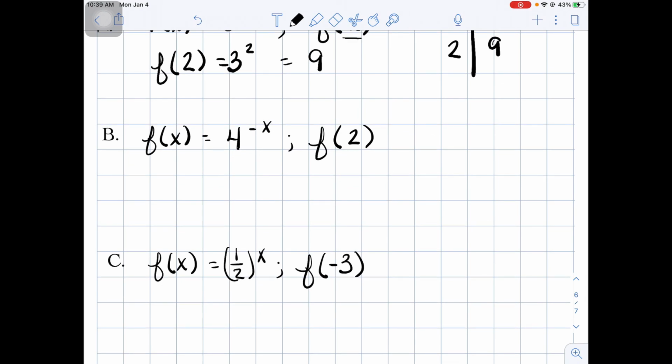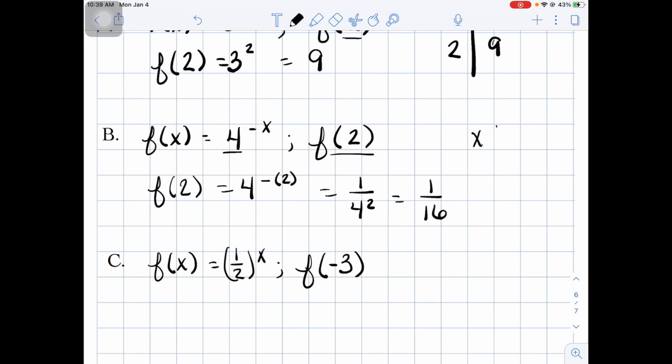All right, so let's look at example B. My input, I'm telling you, is going to be 2. We can see that this is growth, but we have a negative in front of our exponent of x. It's still exponential, but that's going to change how we evaluate a little bit. So f of 2 is equal to 4 to the negative 2. That negative is part of the exponent, we're plugging in the x, so we have negative 2, which is the same thing as 1 over 4 to the positive 2, which is 1/16.